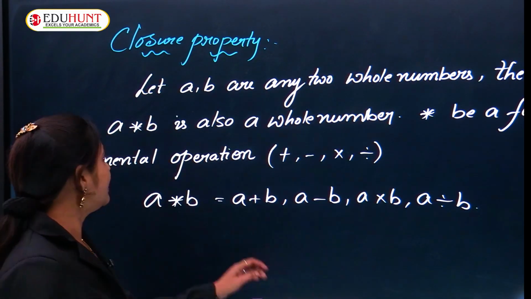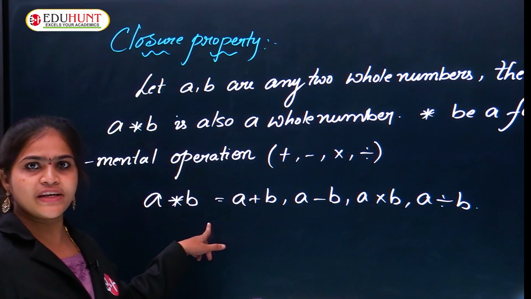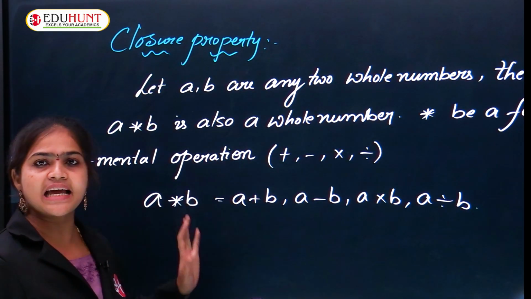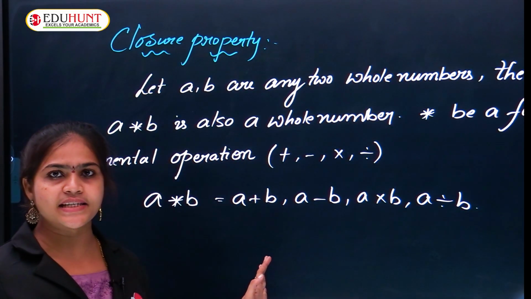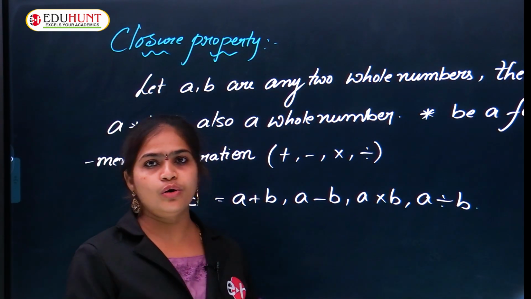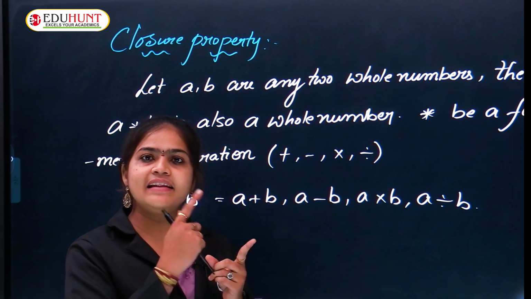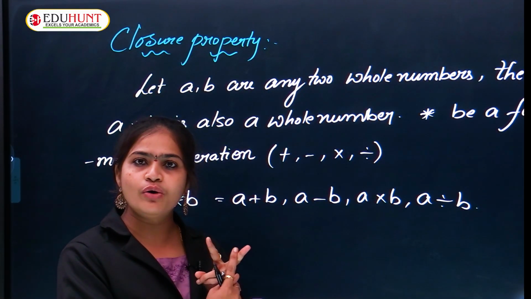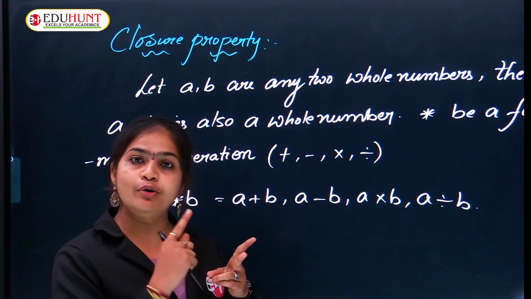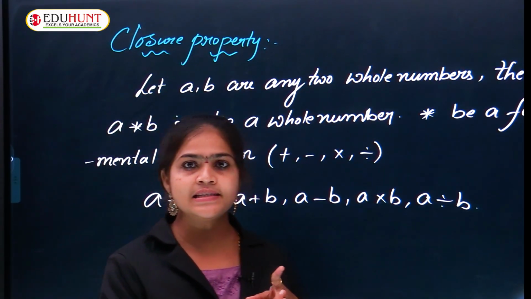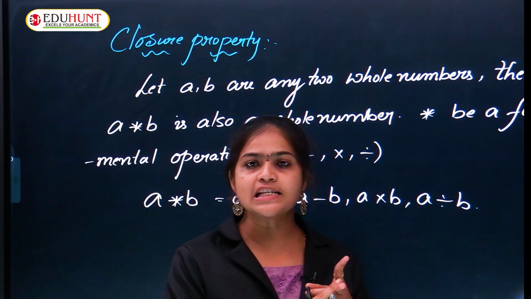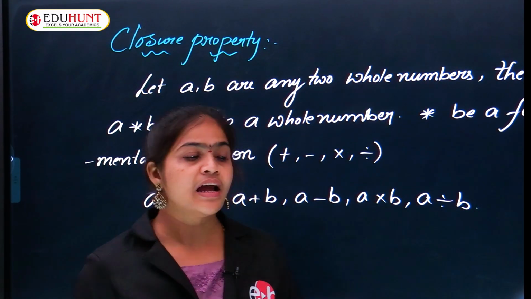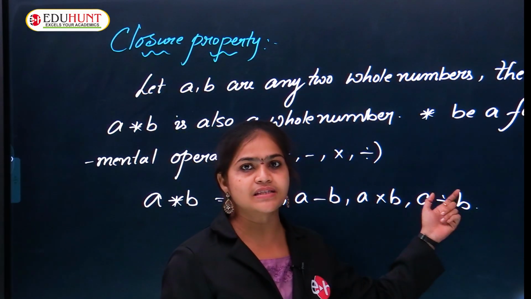Here A and B are whole numbers, we know that. If you add those two and we get a whole number, then the property is satisfied; otherwise the property is not satisfied. In the same way, the sum must be a whole number, and the difference of whole numbers must also be a whole number. If in all cases we get a whole number, then the property is satisfied, otherwise it is not. The same applies to multiplication and division.